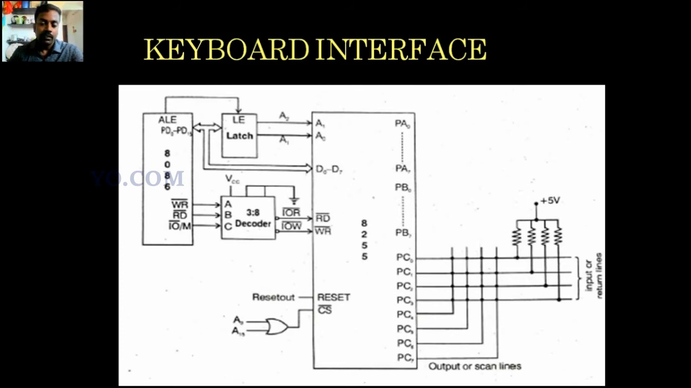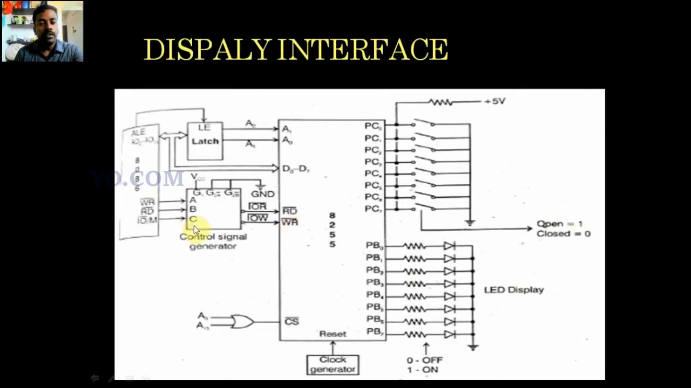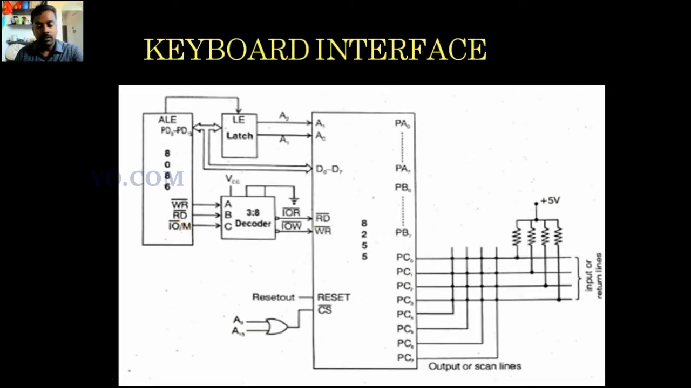Okay, the return lines are rows and the scan lines are used as columns. Then on the other side, the 8086 is connected with the 8255 by using a latch and a 3-to-8 decoder. Okay, the next one is our keyboard interface. So this is the connection of the keyboard.